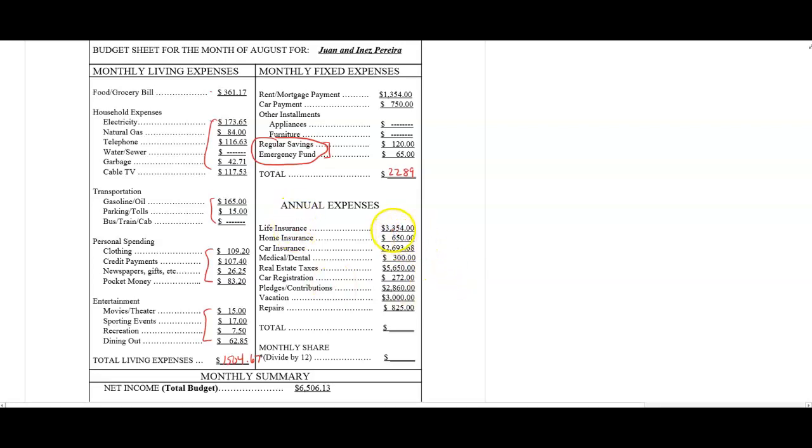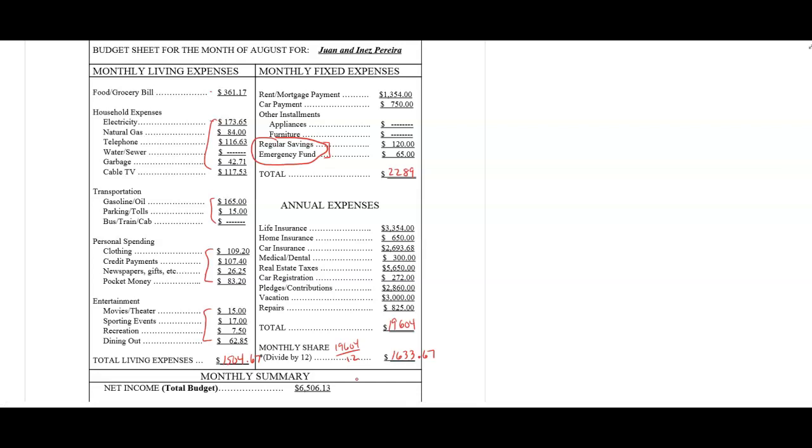Now, when you take your annual expenses, such as your life insurance policy, your home insurance, your car insurance, your medical, dental, when you add all of those up for the year, it's $19,604. But what we're going to do is take that $19,604 and divide it by 12. And when you do that, this is $1,633.67 per month.